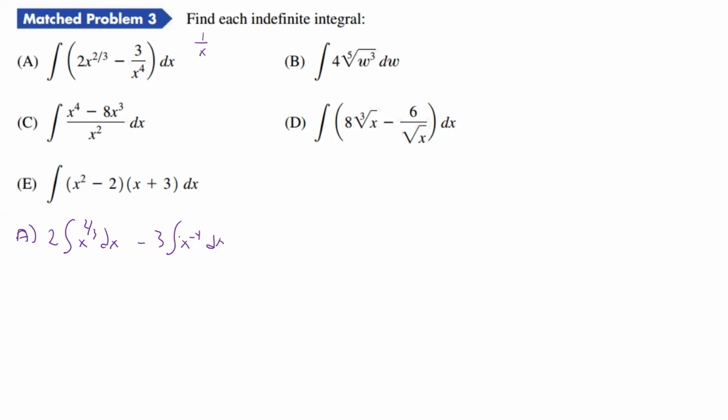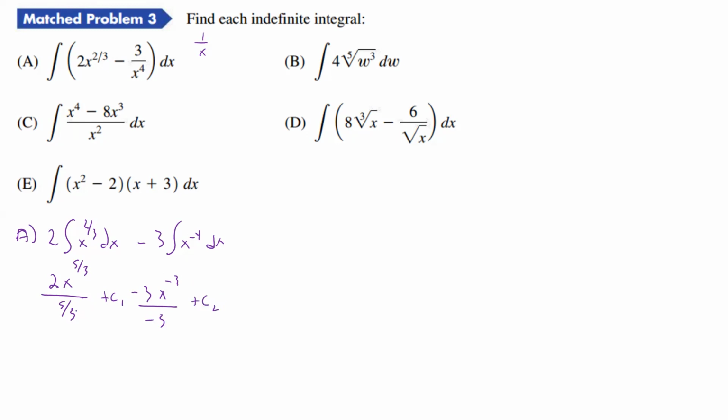Okay. All right, so now what we can do is we can say, well, this is going to give us 2x to the, well, here we have 2/3, its power of a third. So if we add 3 to that, that's going to give us a 5/3 divided by 5/3. And then we can say plus C1 minus 3. And then we have, this is going to add 1 here, so it's going to be x to the minus 3. So that's going to be divided by a negative 3. And let's call that plus C2.